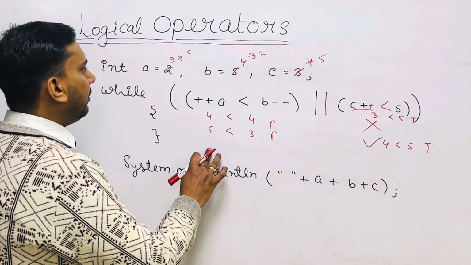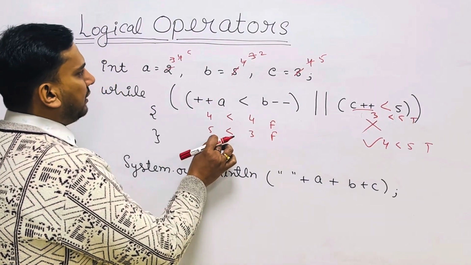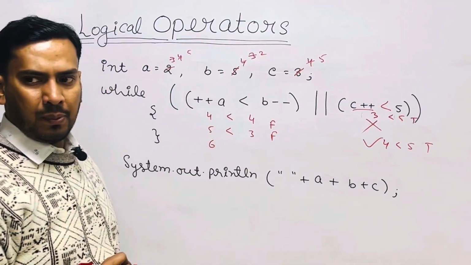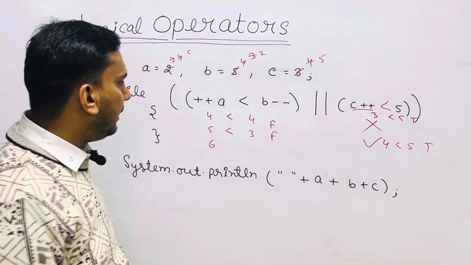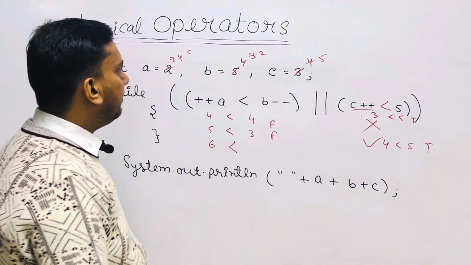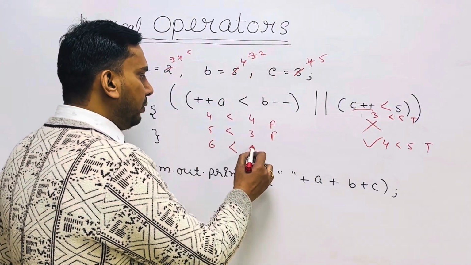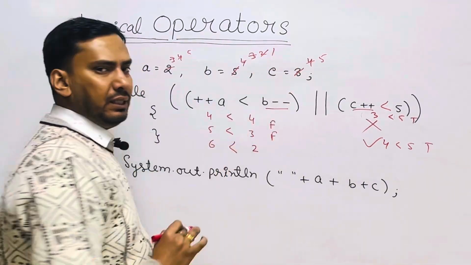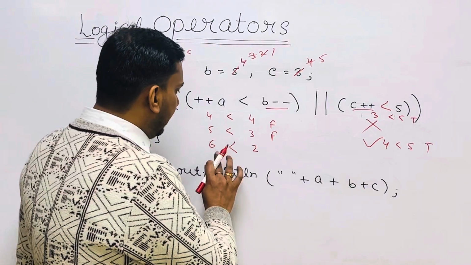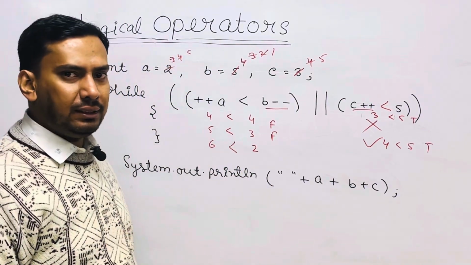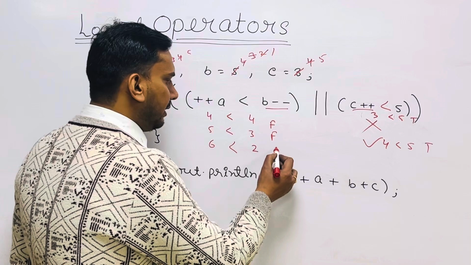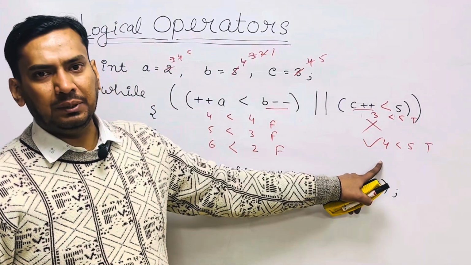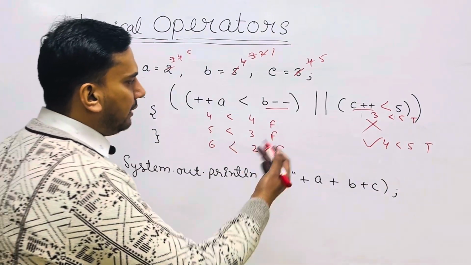Again in the next iteration you will go here, ++a, meaning 5 will become 6. 6 is less than b--, the value of b is 2. So, 2 will be compared, but 2 will be decremented to 1 because it is a post decrement, and then the result is 6 is less than 2, which is false. 6 is not less than 2, it is false. So, it means the second expression should be evaluated.